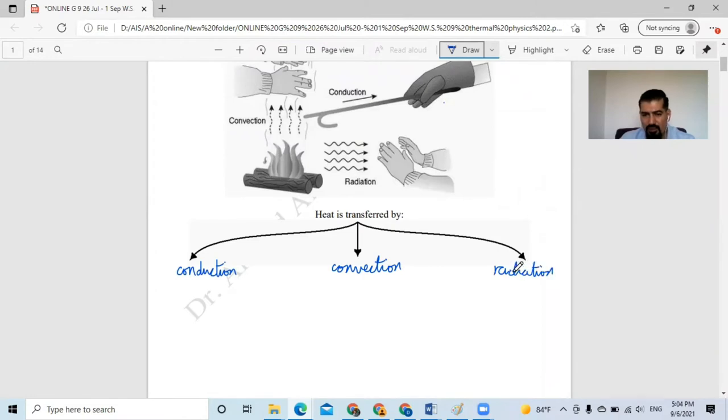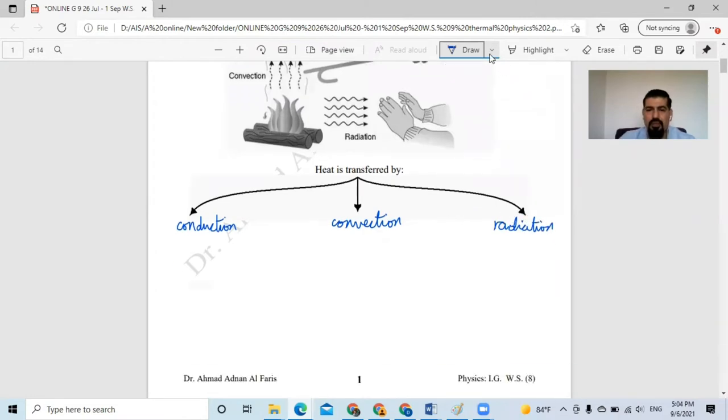Now, I will give a small introduction about each one of these, to compare between the three of them. Conduction usually happens between conductors or solid objects through direct contact. Convection usually happens through fluids, by something called convectional currents.